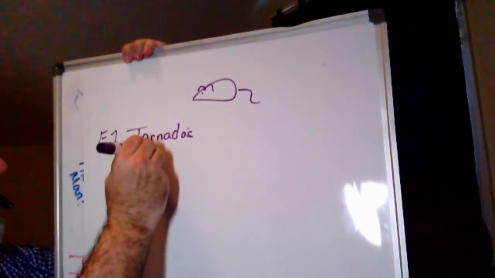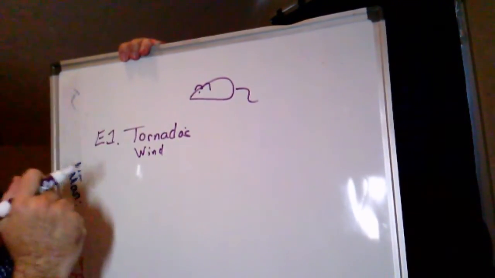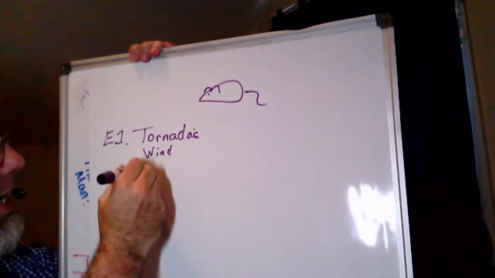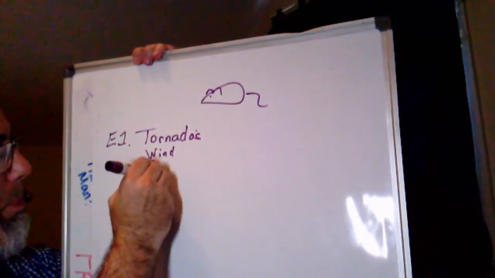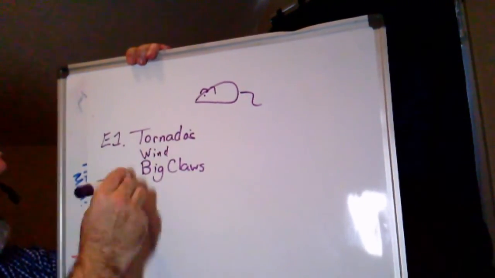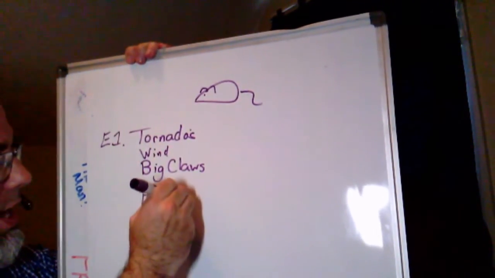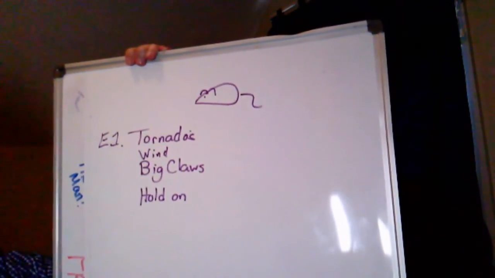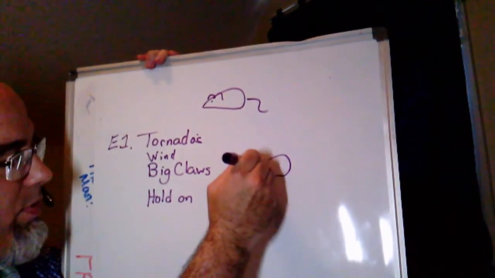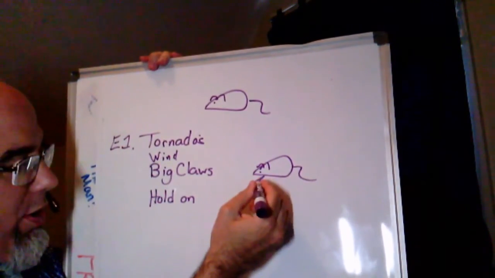Alright, so, new conditions? It's going to have to deal with wind. Lots of wind. What adaptation will it have? For what I'm going to do, I'm going to say big claws. And how is that going to help? Hold on. And now I need to show that. So I draw my mouse again, and then claws.